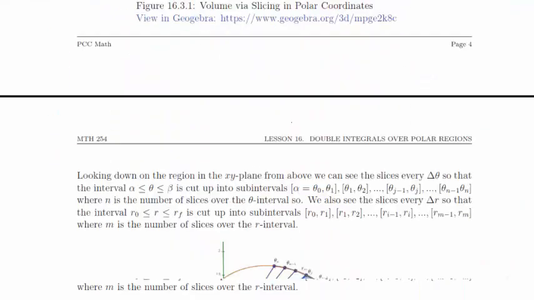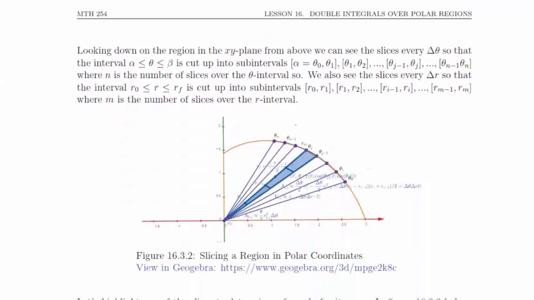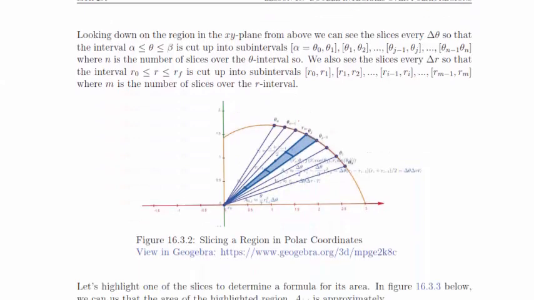Okay, let's get into some of the formality of how we write this. So looking down on this region in the xy plane from above, we can see the slices every delta theta, so that the interval from alpha to beta is cut up into subintervals: alpha equals theta naught, comma theta 1, comma theta 1 to theta 2, etc., to theta sub j minus 1 to theta sub j, close that interval, dot dot dot, and then the final interval theta sub n minus 1 to theta sub n, where n is the number of slices over the theta interval.